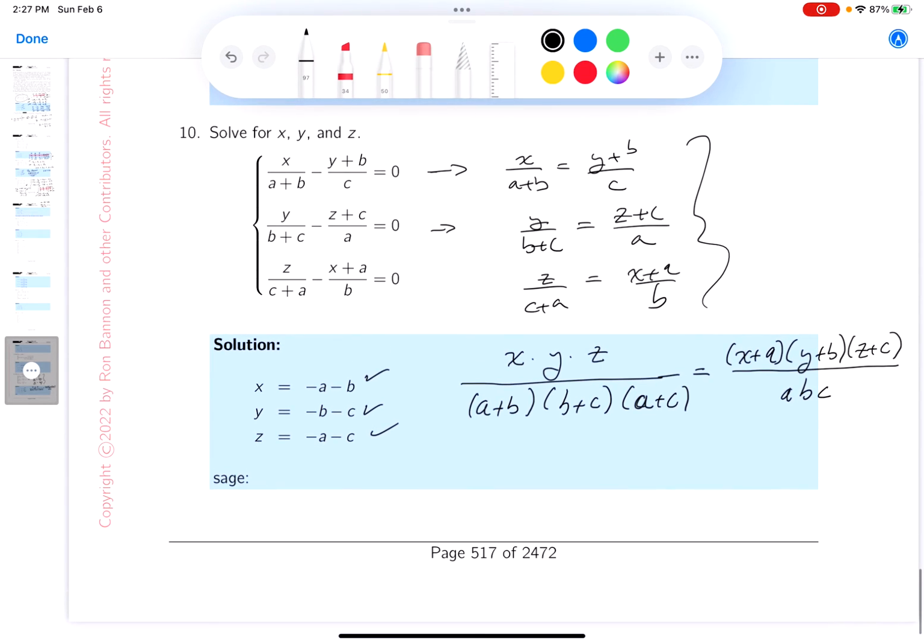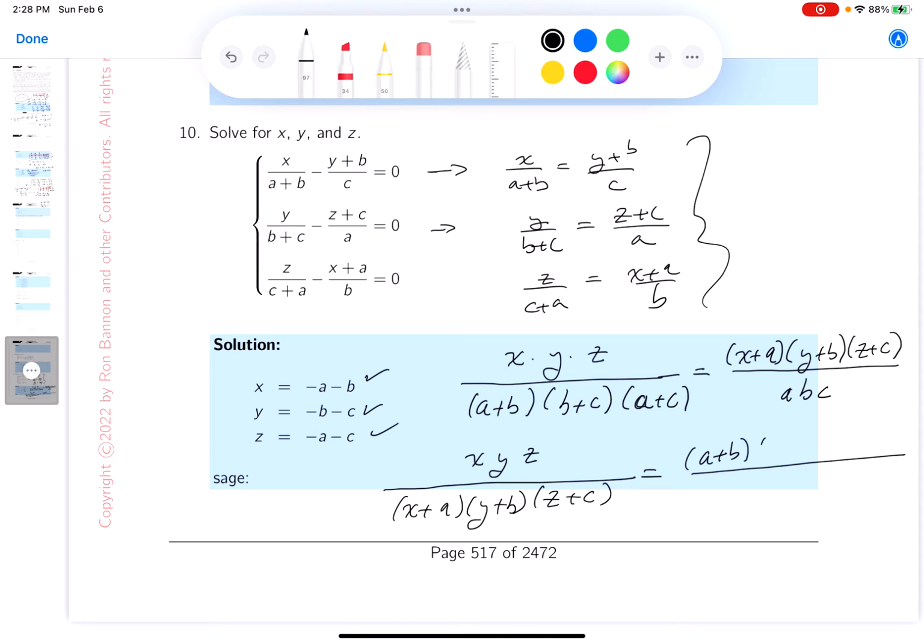Now, this is where I would really get stuck if I wasn't looking at it. Let me see if I did this right, x, y, z. I think I did it right. I'm going to write it a little differently. I'm going to get the variables on one side, constants on the other. And I'll write this as x, y, z, and this would be x plus a, y plus b, z plus c equals, that's what it equals, a plus b, b plus c, a plus c, over a, b, c. Well, each side looks remarkable. 3 factors on top, 3 factors on bottom.